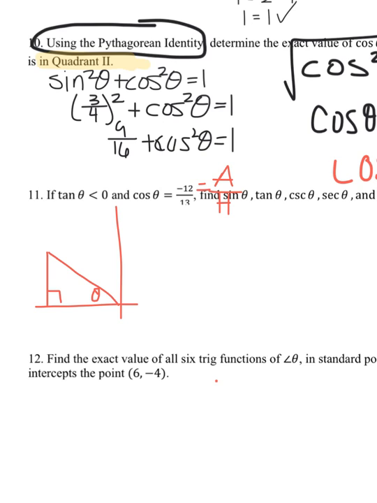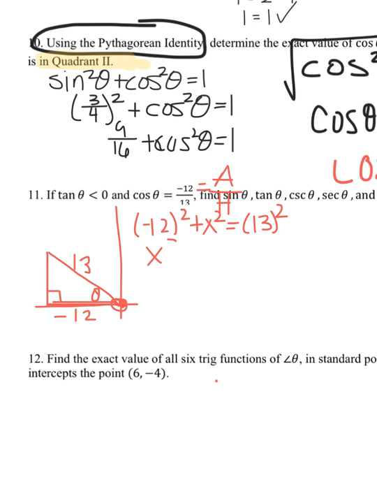So adjacent to theta is 12. The hypotenuse is 13. Now your hypotenuse is always positive, but remember, this is your origin right here. Because you go back to the left, this is actually a negative 12. So to figure out your missing side, you do the Pythagorean theorem. You do negative 12 squared plus x squared, because we're looking for a leg, equals 13 squared.